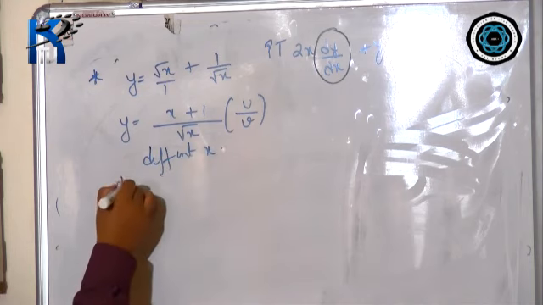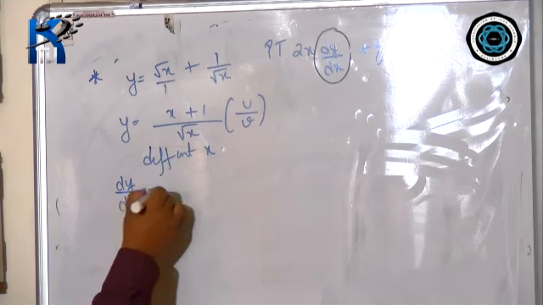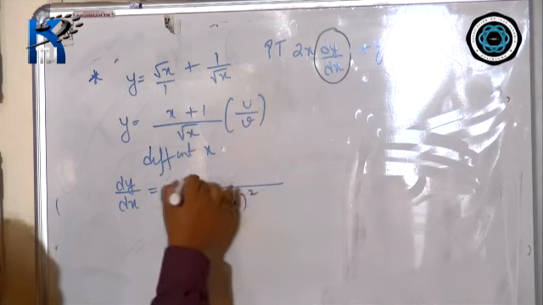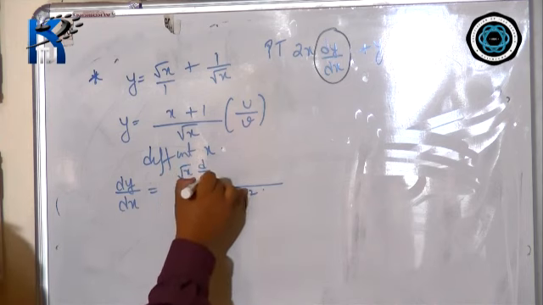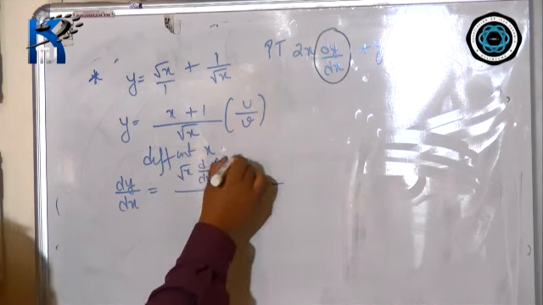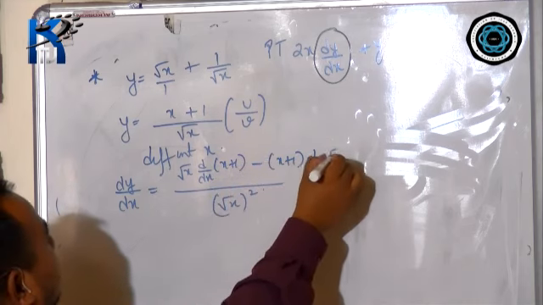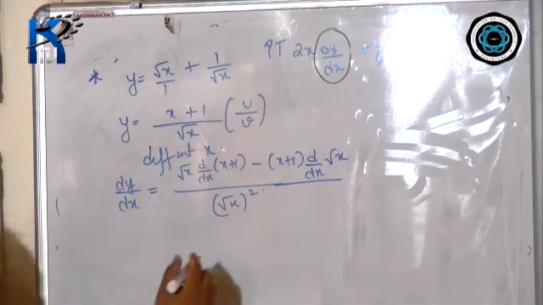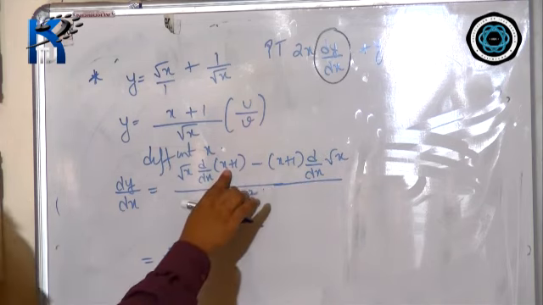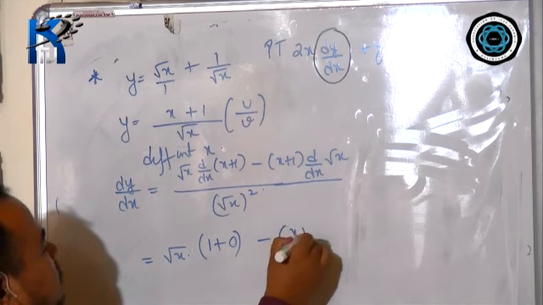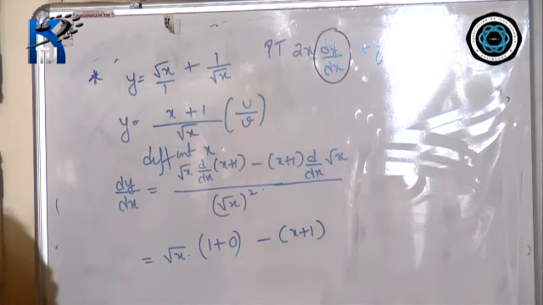As you can see, the same formulas get repeated again and again. Quotient rule, what is it? v d by dx of u minus u d by dx of v, divided by v square, which is root x whole square. Root x as it is. What is the differential of x? We know it, it is 1. Differential of 1 is 0. Minus x plus 1, it's a constant, so leave it as it is.